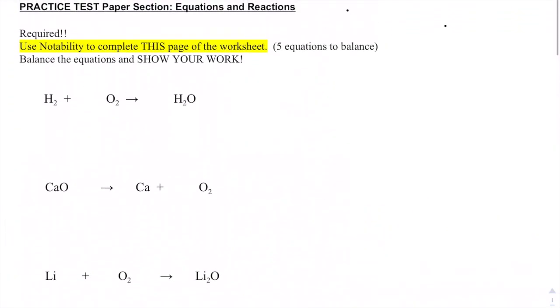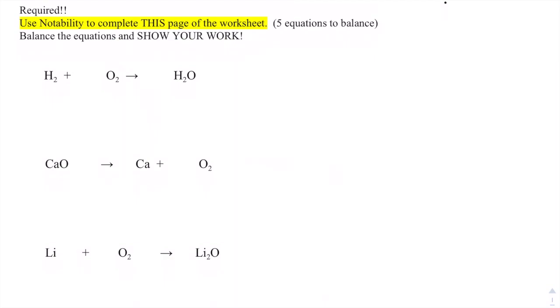But this first page you do need to balance here on Notability and then submit it for your practice test points, but then also when you take the test you'll have a section like this too. So when we're balancing equations, we can think of our song that we don't change the subscripts, but we need to count the atoms from side to side, and then we use a coefficient to multiply, and then we want to make sure that they're equal from left side to the right side.